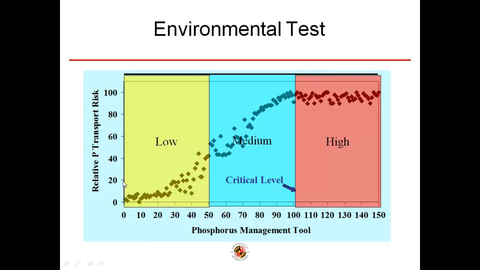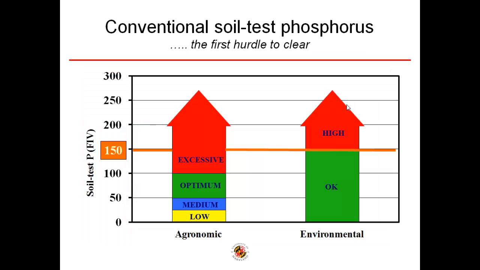Now instead of measuring one thing against yield, which is what Mehlich-3 does, we're measuring the phosphorus management tool against P transport risk. In the low range, because of low source or low transport or good management, you have very low risk for phosphorus transport. Then as you move up through that medium level, there's increasing risk, and then on a relative scale compared to other fields, we have maximized the risk once we get into that high range.